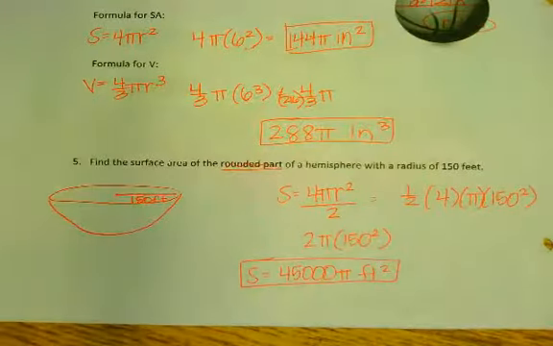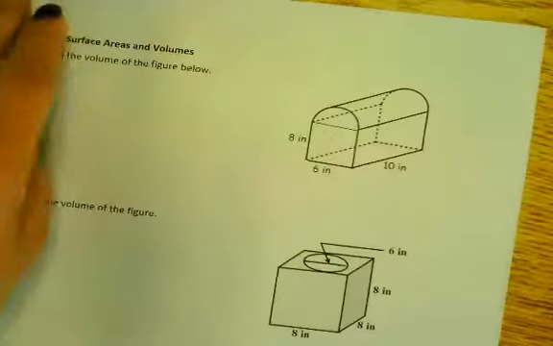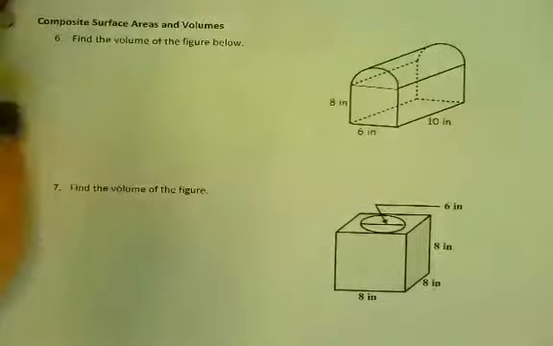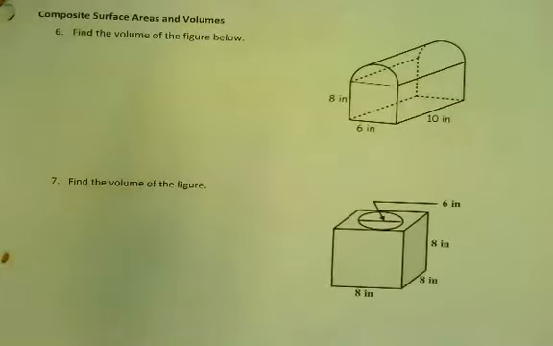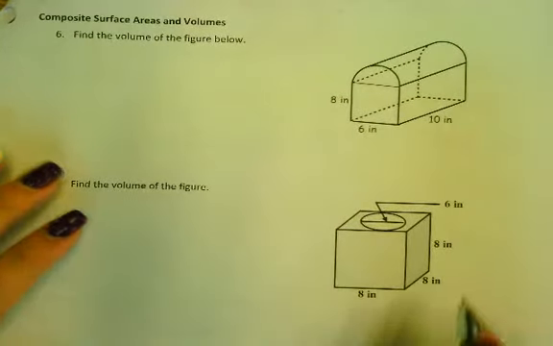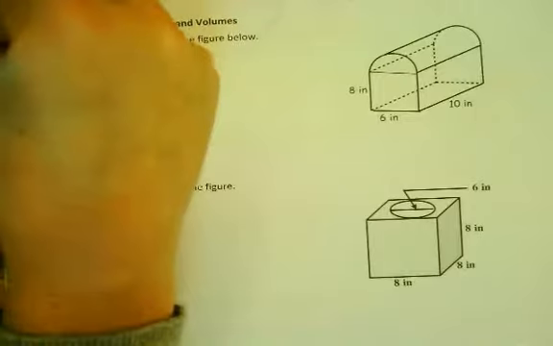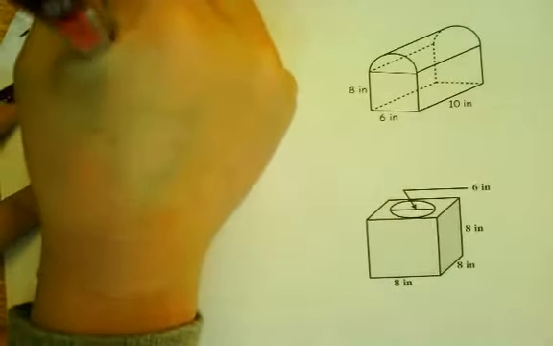Alright, turn the page. The last thing that makes this pre-AP a little bit more difficult and challenging is composite surface areas. Just like we had composite area and composite perimeter on the coordinate grid, now we have composite surface areas and volumes. So let's look at number 6. What two shapes do we have? Half a cylinder plus, very good, so you have half a cylinder plus a rectangular prism. How do you find the volume of a cylinder?